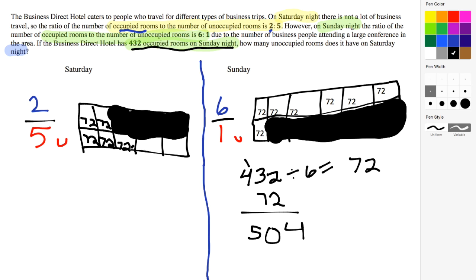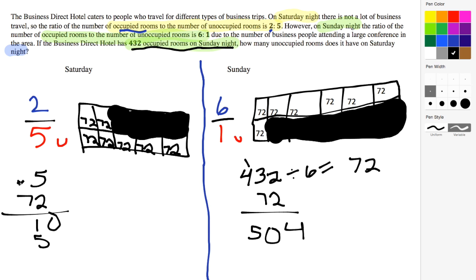72, 72, and 72. So, the constant's got to be the same, right? Let's find out. So how many unoccupied rooms does it have on Saturday night? So unoccupied rooms is going to be 5 times 72. 5 times 2 is 10. 5 times 7 is 35.